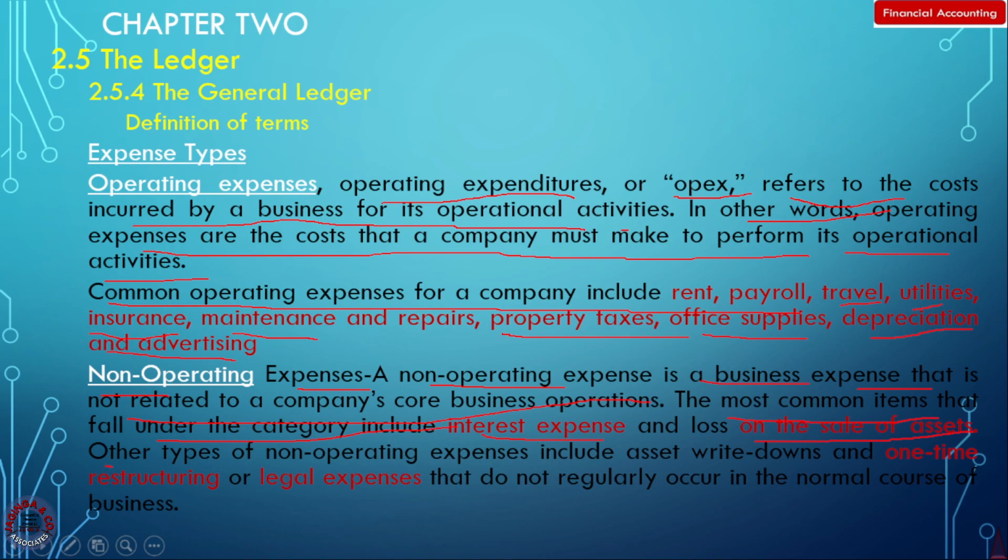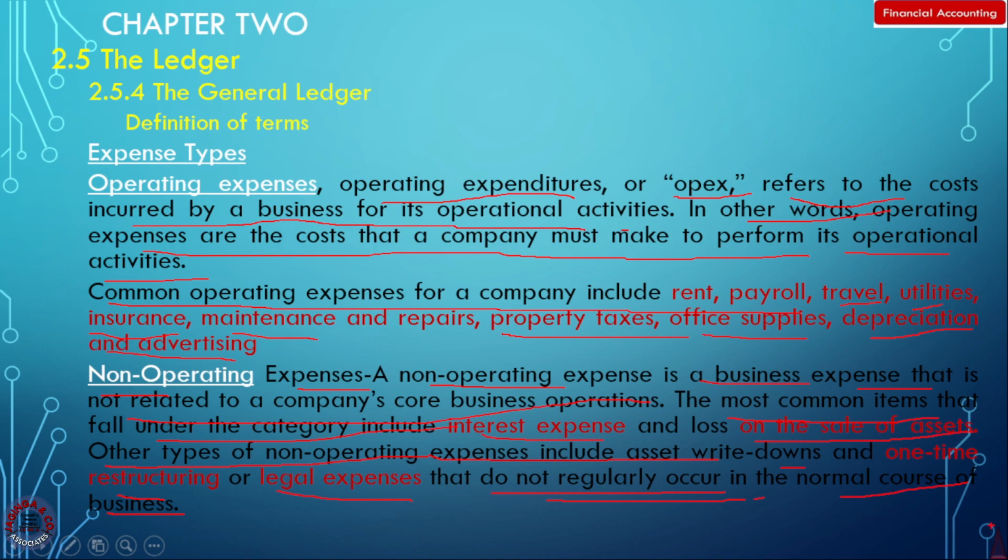Then we are also saying that other types of non-operating expenses include asset write-downs, and one-time restructuring or legal expenses that do not regularly occur in the normal course of business. So these are what we call non-operating expenses.